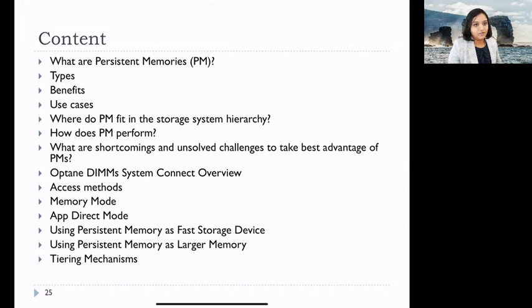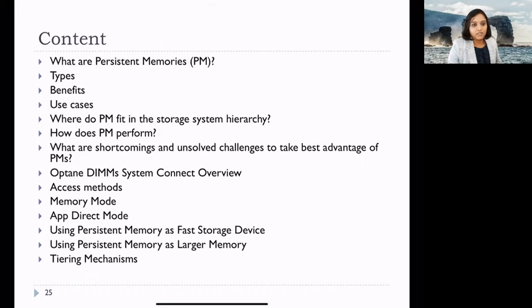So we would see concepts such as what are persistent memories, what are the different types of persistent memories that we are seeing today, what is the benefit of using persistent memories and what are the use cases, where do persistent memories fit in the storage system hierarchy and how would they perform, what are some of the shortcomings and unsolved challenges to take best advantage of these persistent memory devices.